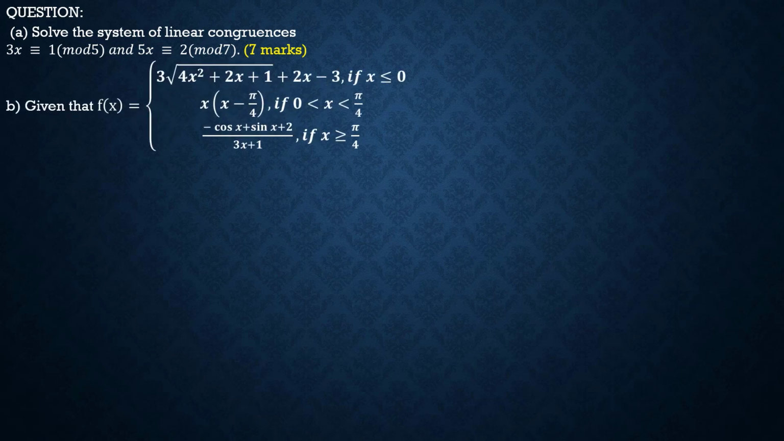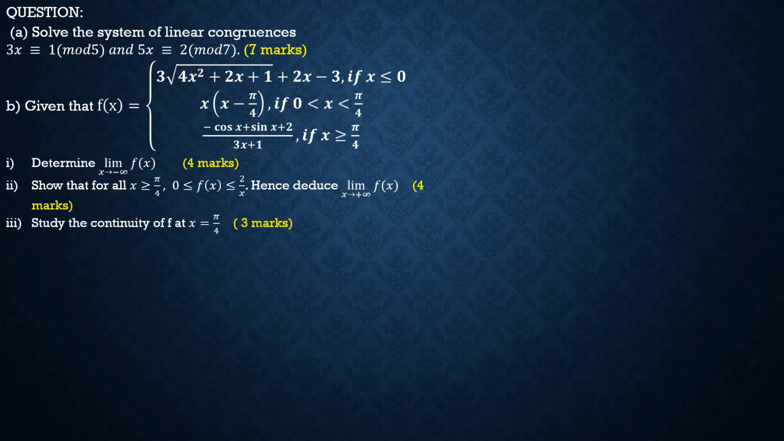B. Given that f of x is equal to 3 root 4x squared plus 2x plus 1 plus 2x minus 3 if x is less than or equal to 0. We have x into x minus pi on 4 if x is between 0 and pi on 4. And we have negative cos x plus sin x plus 2 divided by 3x plus 1 if x is greater than or equal to pi on 4.